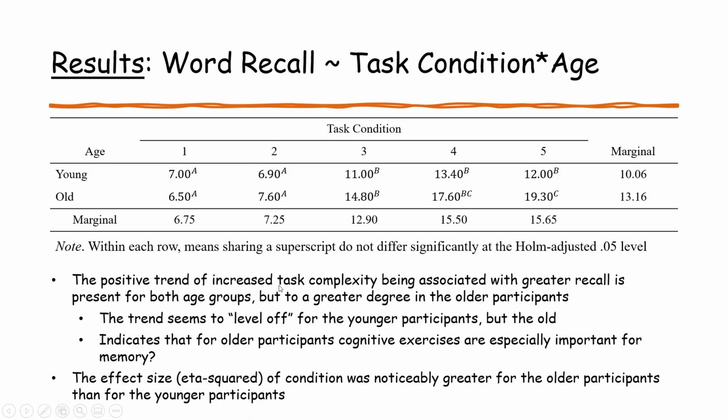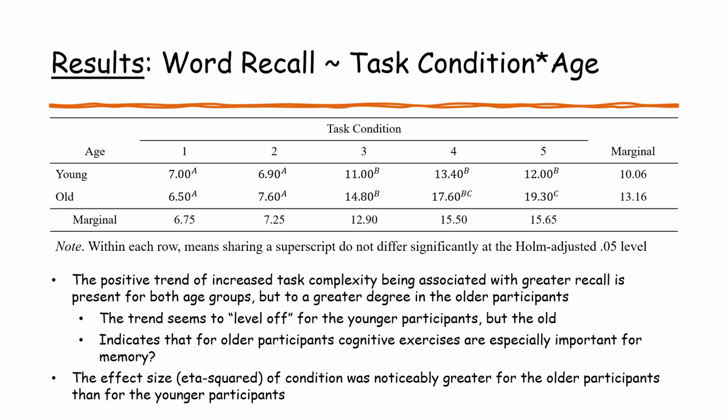Okay, so what can we say? Well, the positive trend of increased task complexity being associated with greater recall is present for both age groups. So in other words, the main effect of condition is present for both age groups, but it's to a greater degree in the older participants. The trend seems to level off for the younger participants, but not the old. And then this indicates that maybe for the older participants, cognitive exercises are especially important for memory. And this is just me theorizing, right?